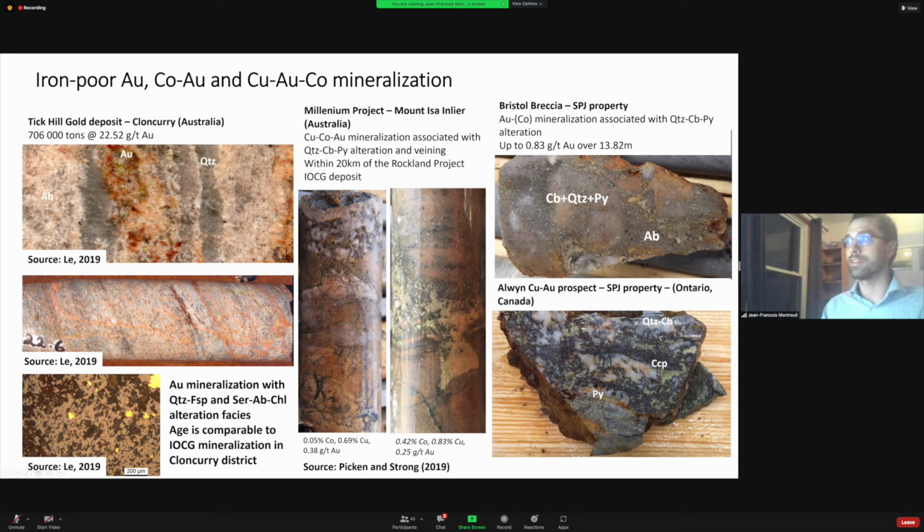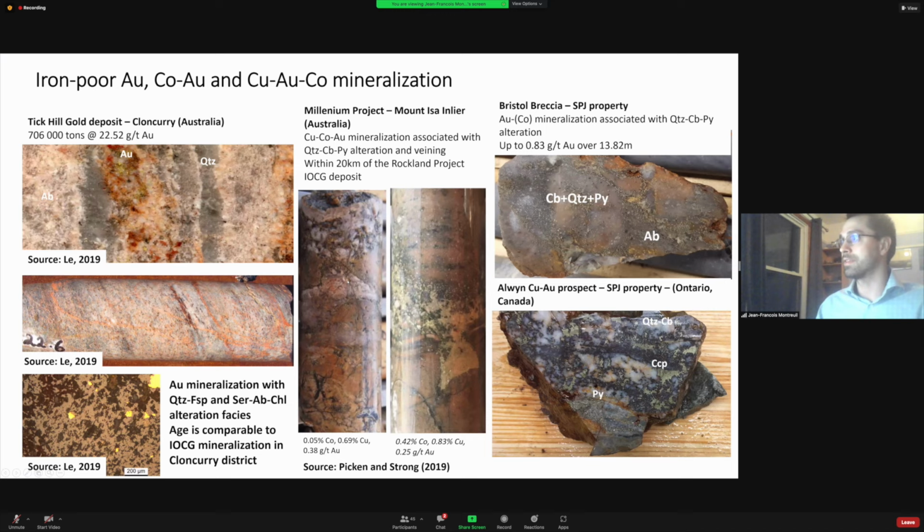Another example from Australia, but in this case more polymetallic, again within 20 kilometers of another IOCG deposit. In this case, quite altered sedimentary units are overprinted by quartz-carbonate veins. And then it's going to be associated with variable intensity of cobalt, copper, and gold enrichment as these rocks are progressively mineralized by these carbonate-quartz alteration facies.